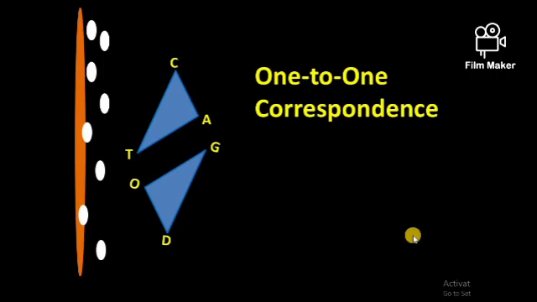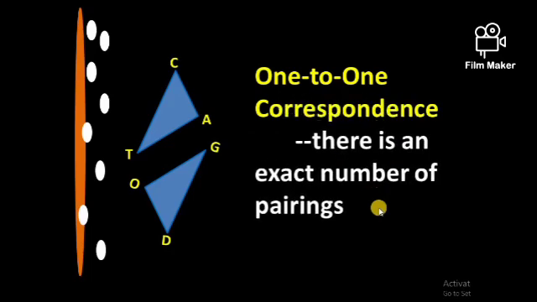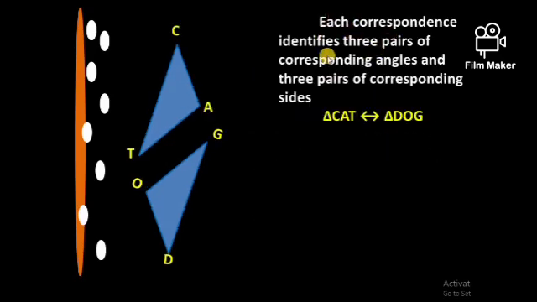At dahil may exact na pairing, ito ay tinatawag din na one-to-one correspondence. Each correspondence identifies 3 pairs of corresponding angles and 3 pairs of corresponding sides. Let us consider triangle CAT corresponds to triangle DOG.